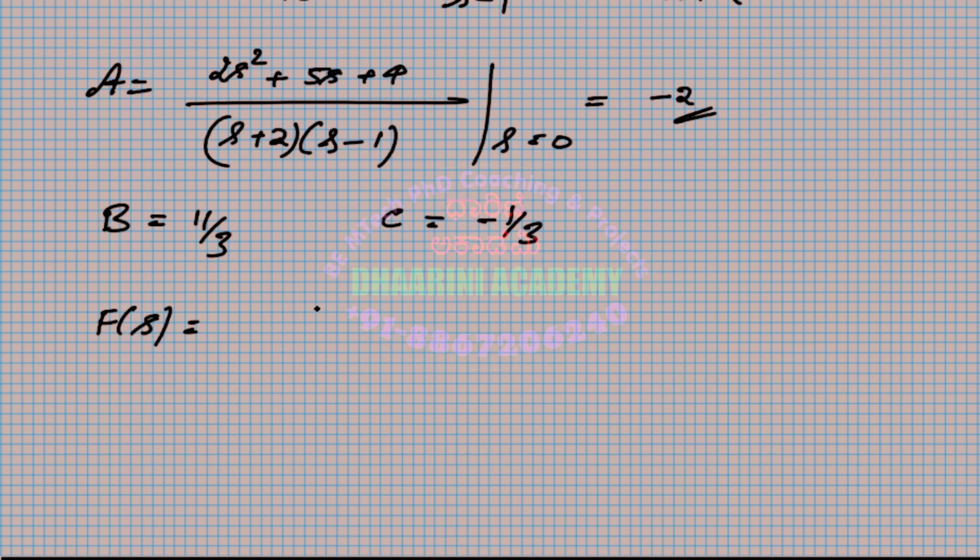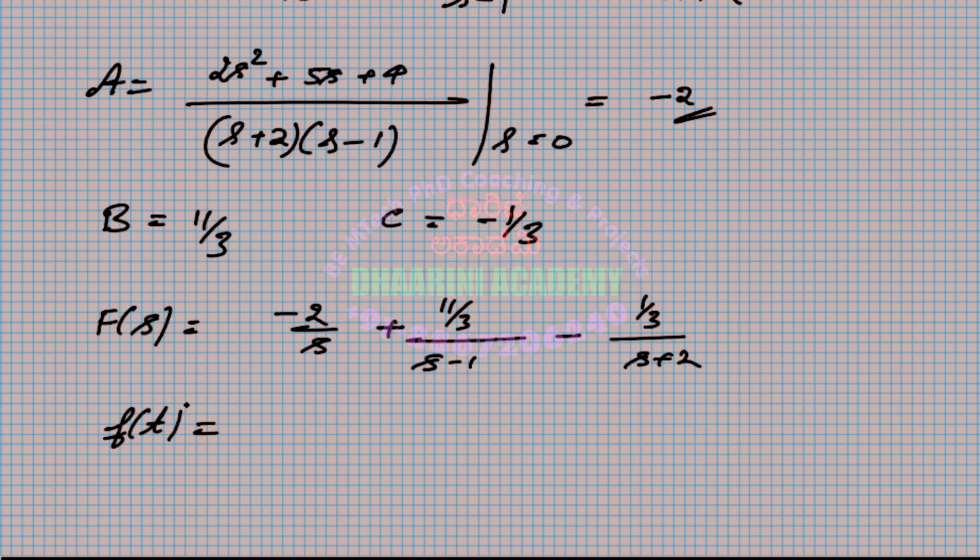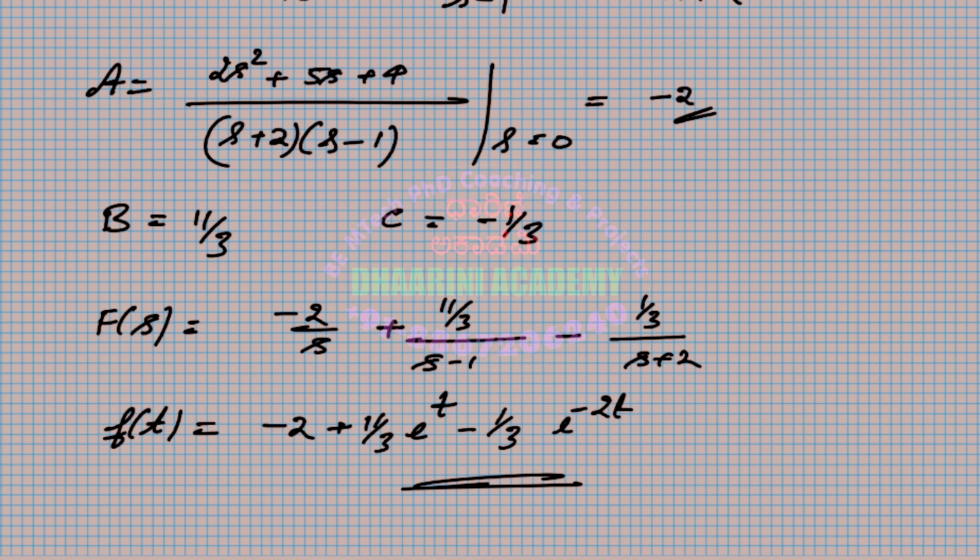All right, f of s is equal to minus 2 by s, plus 11 by 3 divided by s minus 1, and minus 1 by 3 divided by s plus 2. Take the inverse directly. What happens when you get the inverse? This is minus 2 itself, then plus 11 by 3 e to the power t, minus 1 by 3 e to the minus 2t. That's the required answer. Okay.